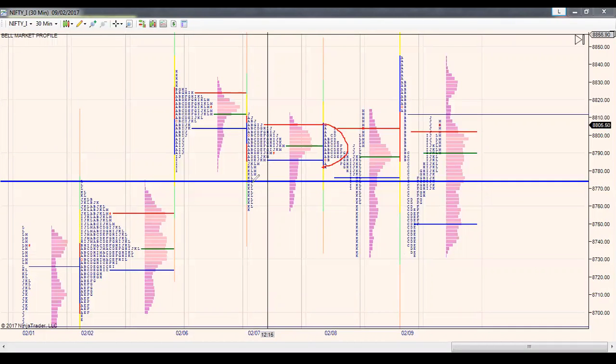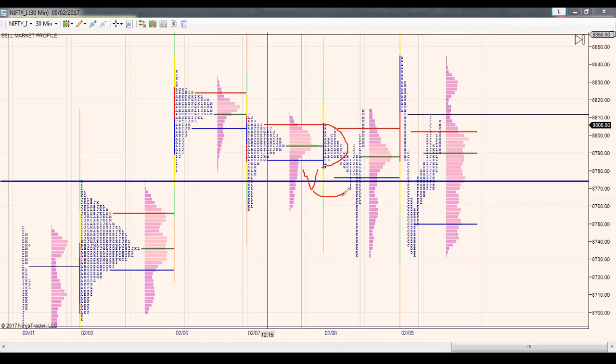Now yesterday we had a breakdown attempt below this 8774 level, where buyers stepped in and moved the price back above that level. Today we were expecting a test below this level, and then again price is going higher. So we got this kind of a development here.